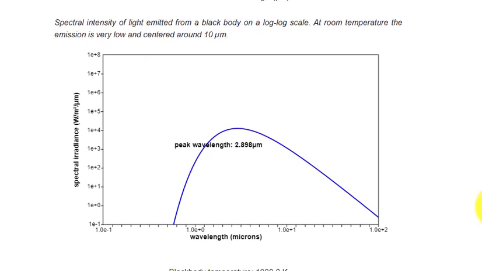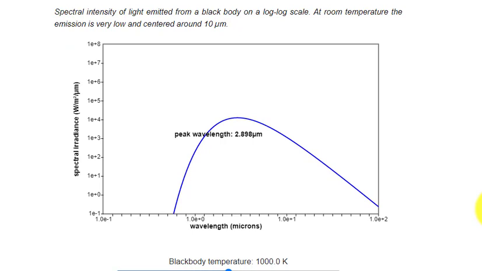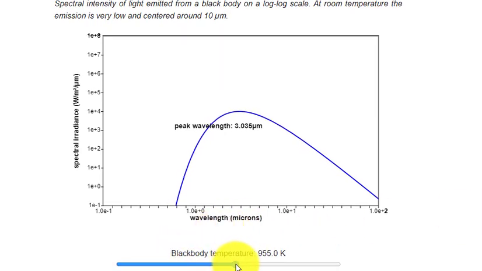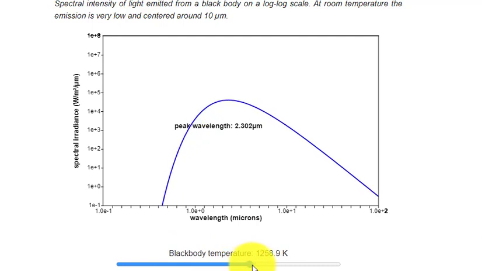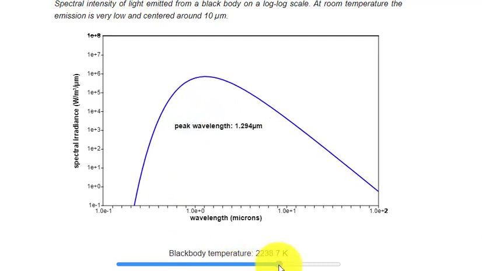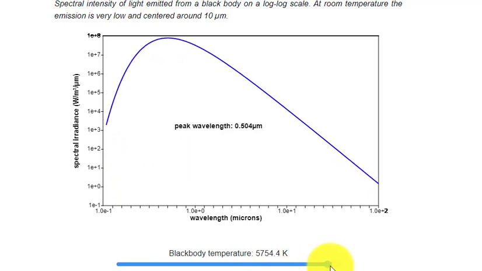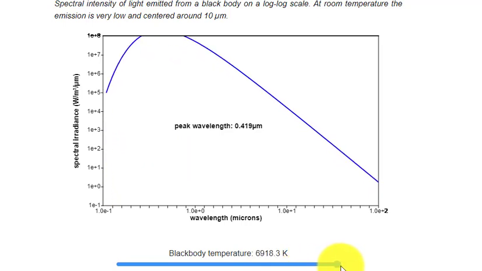If the blackbody is heated to 3000 K, it will glow red because the spectrum of emitted light shifts to higher energies and into the visible spectrum. If the temperature of the filament is further increased to 6000 K, radiation is emitted at wavelengths across the visible spectrum from red to violet and the light appears white.